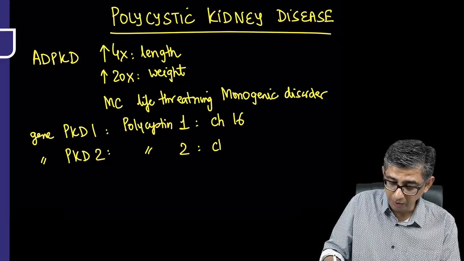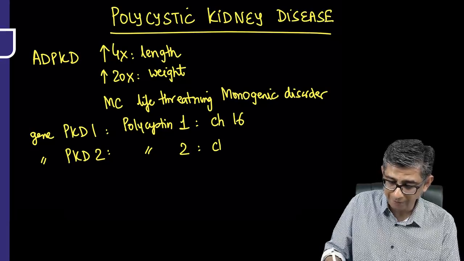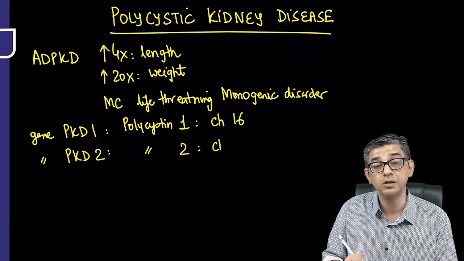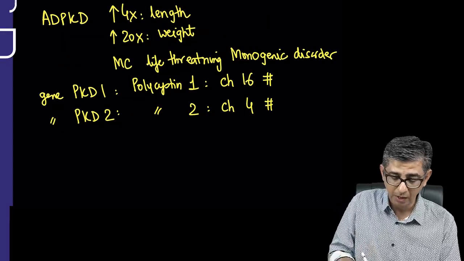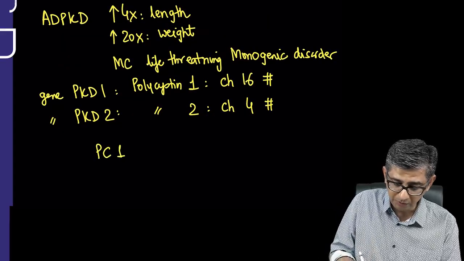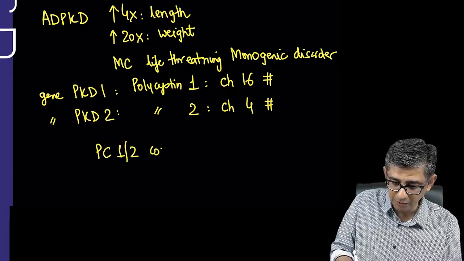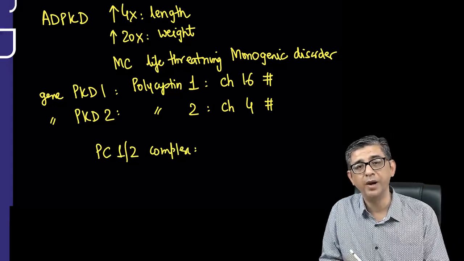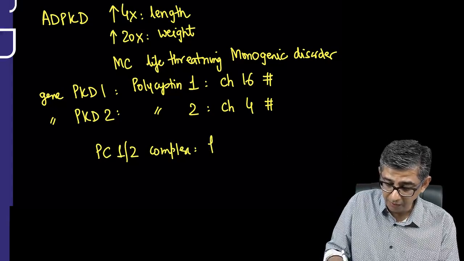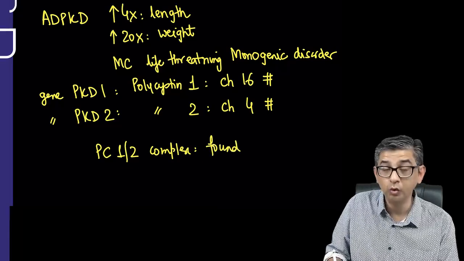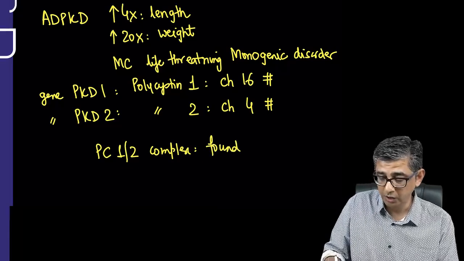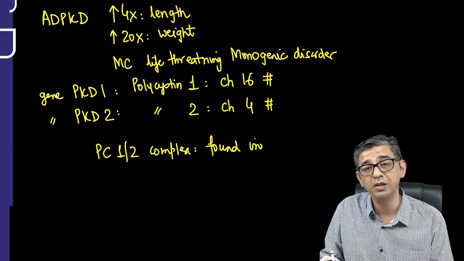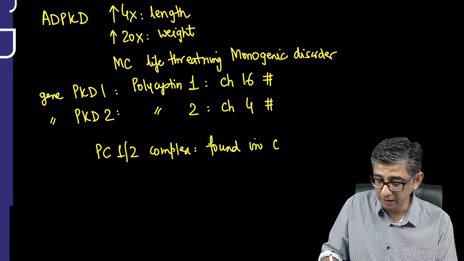Now, if you have a problem in any of these two chromosomes, then polycystin 1 or polycystin 2 production is compromised. I'll just use a short form now, PC1 and PC2. Whenever I'm writing it, it means polycystin 1 and polycystin 2 protein, they form a complex in the kidney. Now, where are polycystin 1 and 2 found in the kidney per se? Your answer would be that this protein complex is located in the cilia.